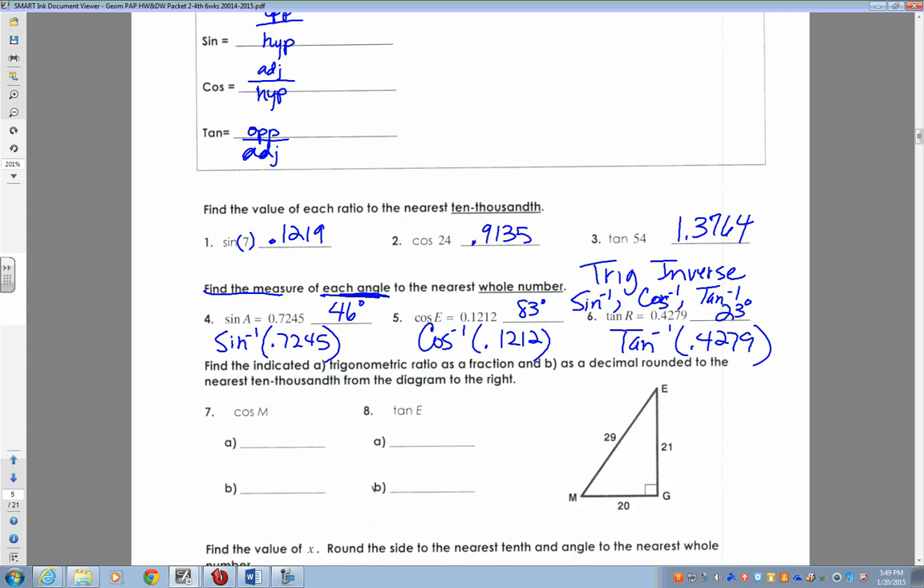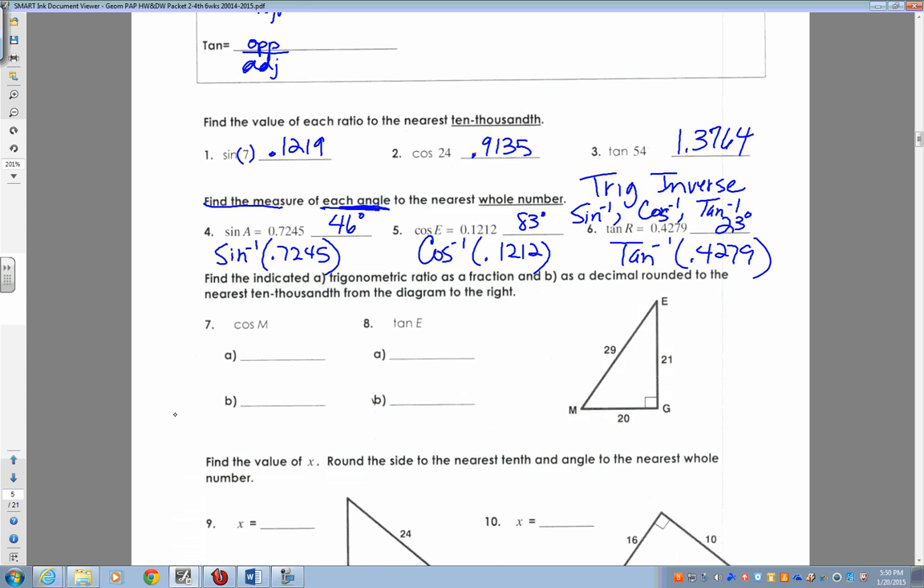And then the last one I want to talk about before you look at the next video, which is going to talk about problem solving, writing a trig function equation to solve for the missing angle or the missing side. It just says find the indicated trigonometric ratio as a fraction and a decimal rounded to the nearest 10,000ths from the diagram to the right. So the first one is cosine of angle M. Cosine is the adjacent over hypotenuse. Here's the angle M. Adjacent would be the 20, and then the hypotenuse is the 29. So I'm just going to write the ratio 20 over 29.